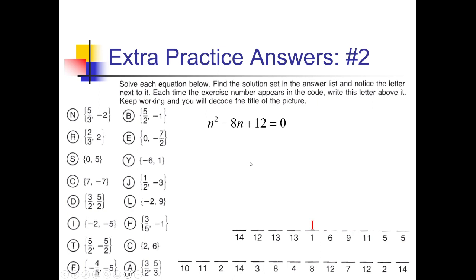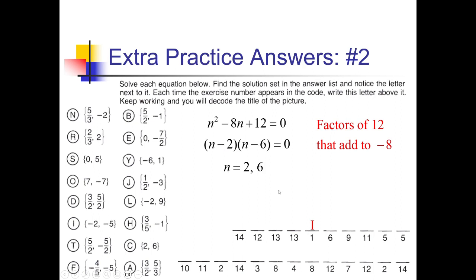For problem number 2, again, we have a squared coefficient that's just 1. So all we have to do here is find factors of 12 that add up to -8. So 1 and 12, nope. 2 and 6, yeah, if they're both negative. So n minus 2 and n minus 6. Zeroing each of these out, we end up with n equals +2, because 2 minus 2 is 0, and +6. 2 and 6, that's C right there. So that means my 2 is going to get a C next to it. So here's a C for that one.